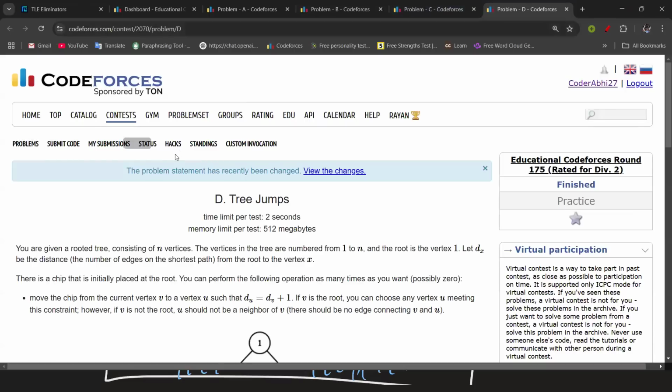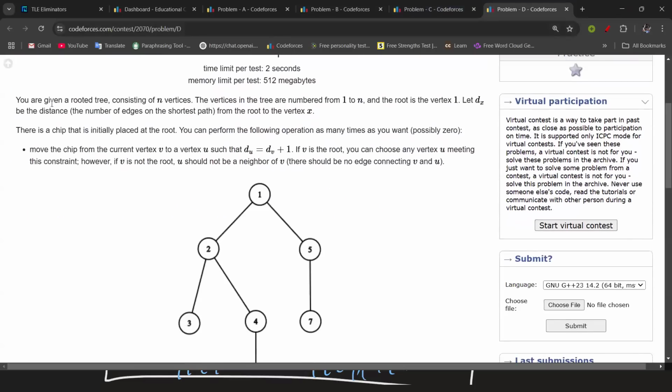which is problem D, tree jumps. Okay, so you are given a rooted tree consisting of n vertices. The vertices in the tree are numbered from 1 to n, and the root is the vertex 1. Let dx be the distance, the number of edges on the shortest path from the root to the vertex x.